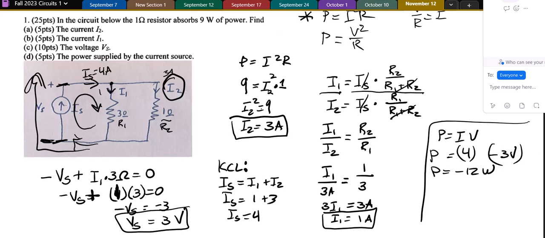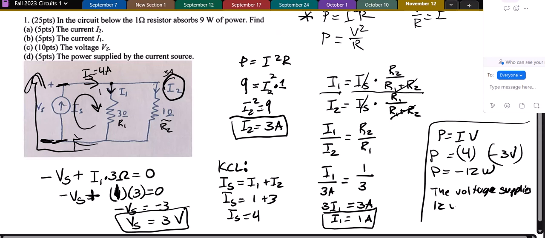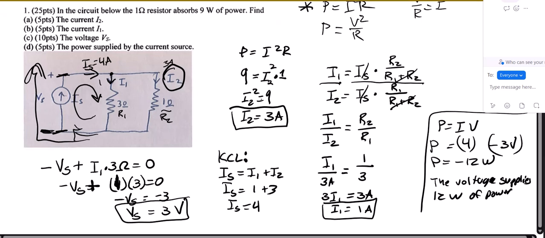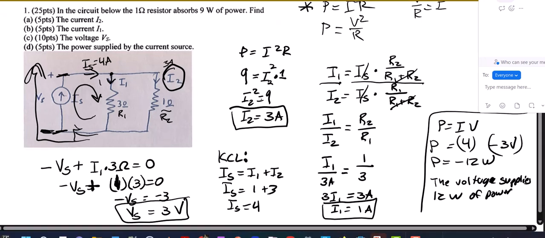The negative means it's supplying power, so the way you write the answer is the voltage source supplies 12 watts of power. You don't say it supplies negative 12 watts. The negative 12 just tells us that it supplies. Okay, so that is question 1. Are there questions on question 1 before we go on to question 2?